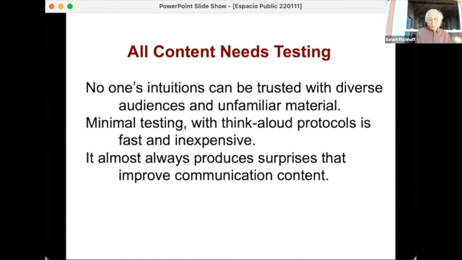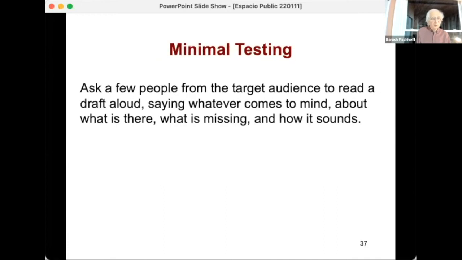Minimal testing with what we call think aloud protocols is fast and inexpensive, so there's no excuse for not doing it. And this minimal testing almost always produces surprises that improve communication content. What is this minimal testing? Just ask a few people from the target audience to read a draft aloud, saying whatever comes to their mind about what is in the message, what is missing, and how it sounds. It's really easy. It always produces surprises. It's rarely done for the reasons I gave earlier. People exaggerate how well they communicate.